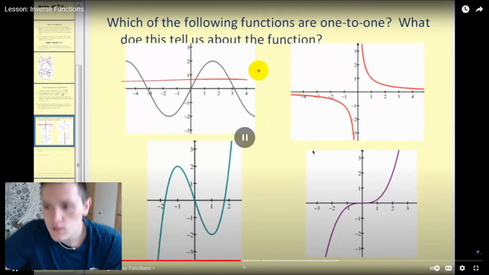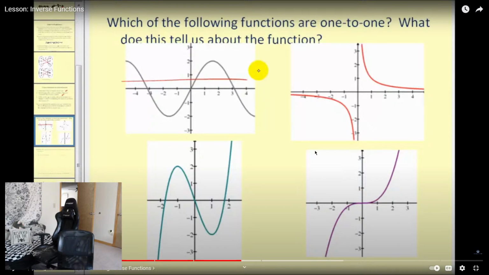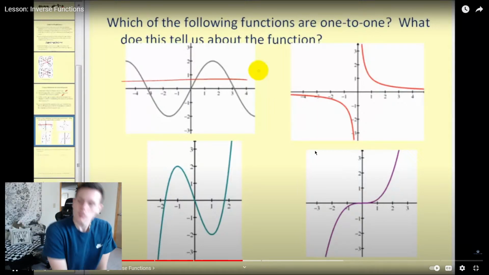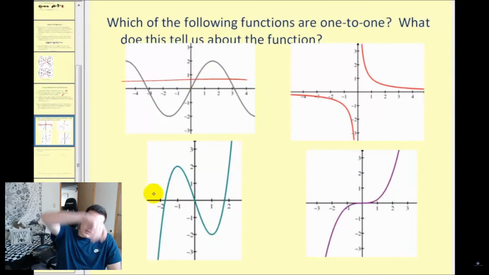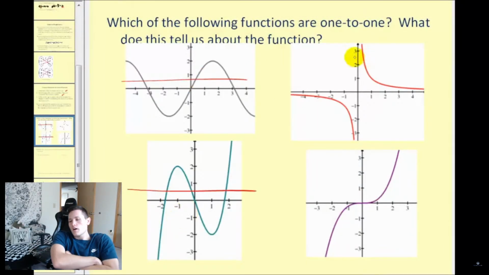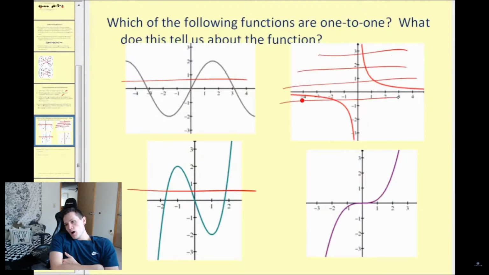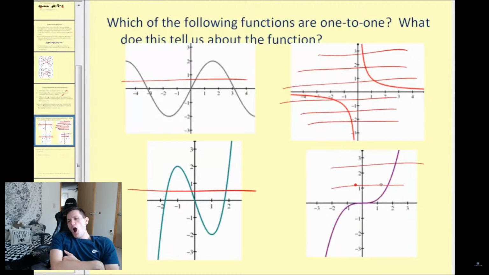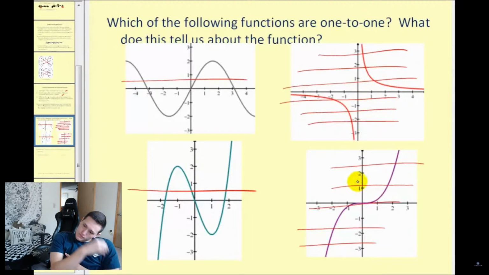So this function quickly fails the horizontal line test, so it's not one-to-one. This one obviously fails as well. And these on the right, they pass. Never will a horizontal line intersect the graph in more than one point. So what that means is these two on the right are one-to-one functions, and therefore these two have inverse functions, and these two do not have inverse functions.